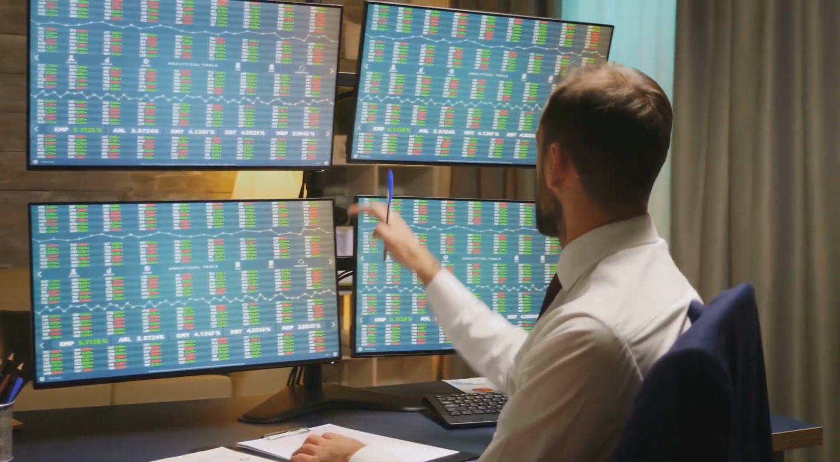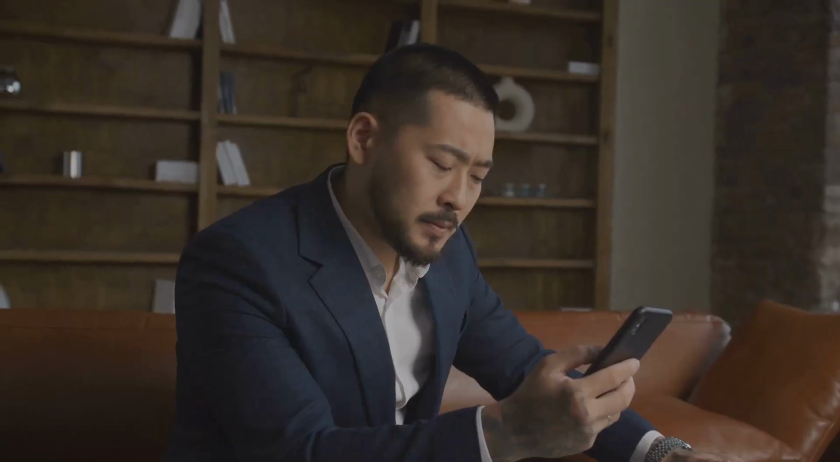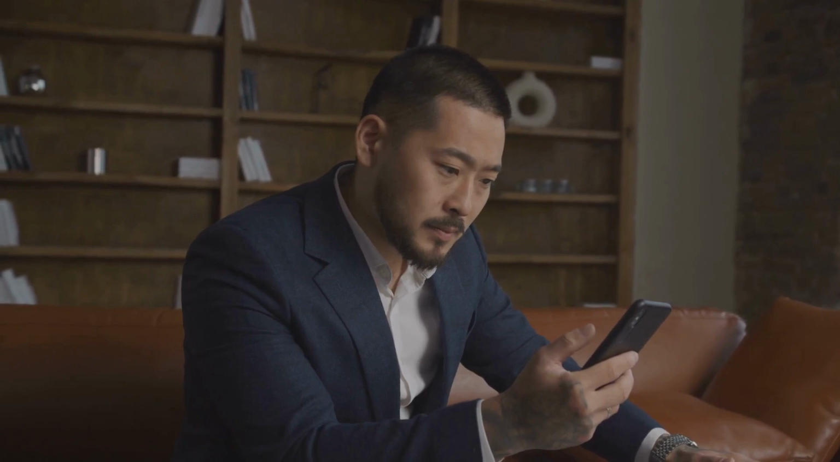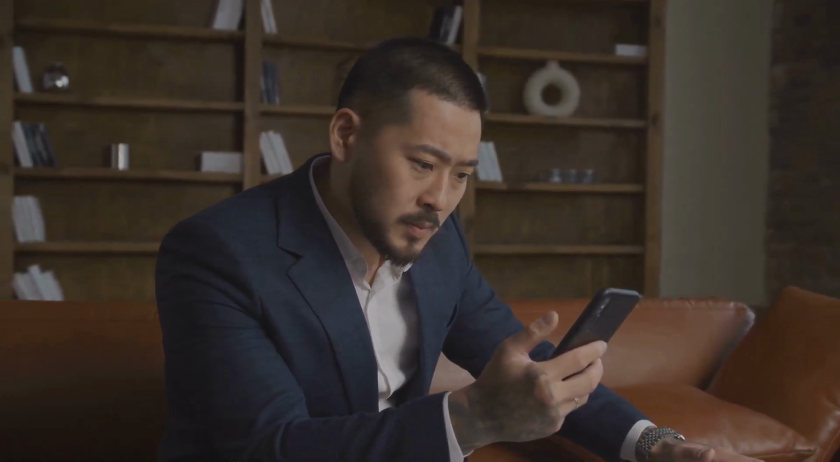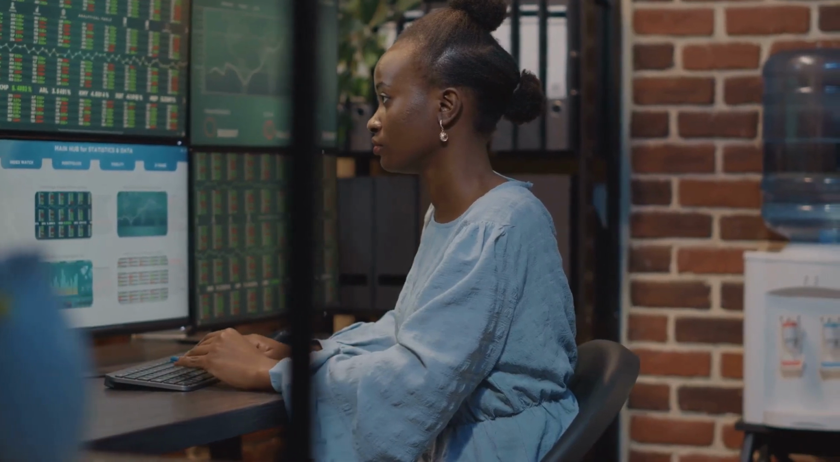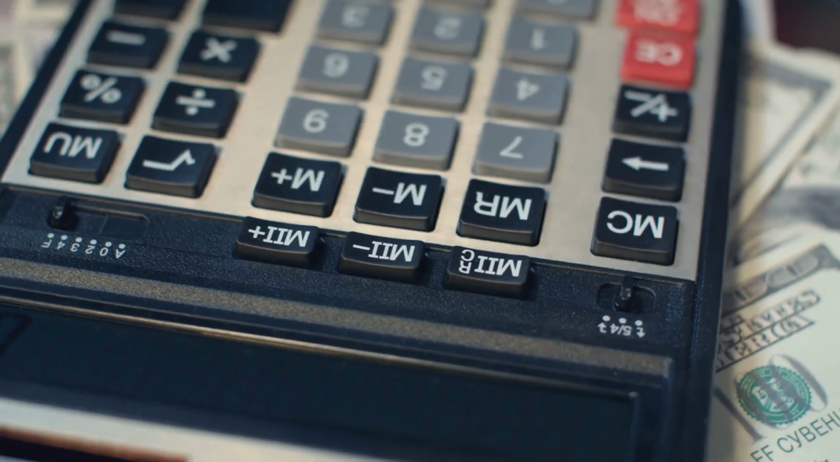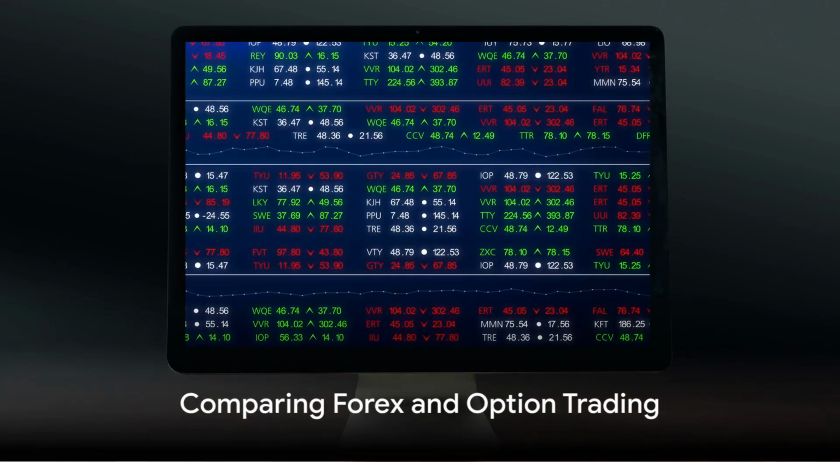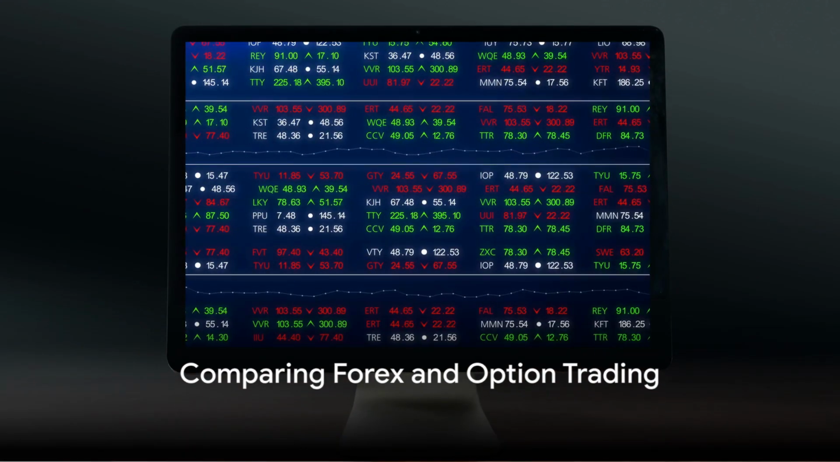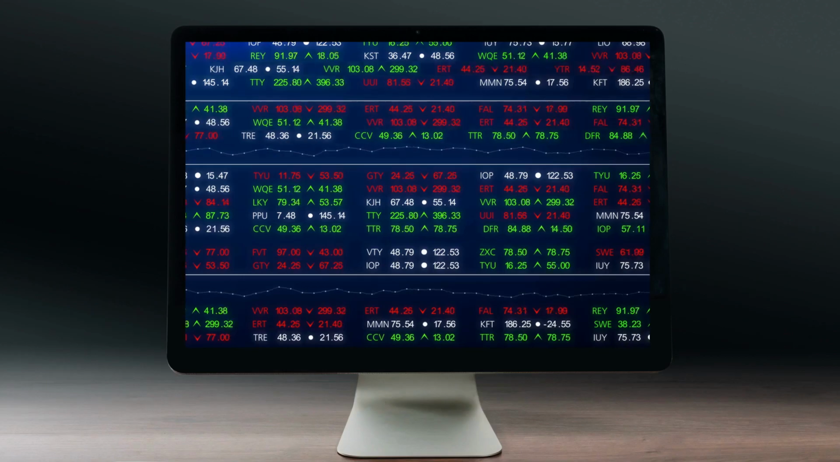But remember, there's no such thing as a free lunch. The cons of option trading include the possibility of the entire investment amount loss if the option expires worthless. Plus, options can be complex to understand for beginners, and the fees associated with trading options can add up. So there you have it. Forex trading and option trading, each with its unique set of pros and cons.